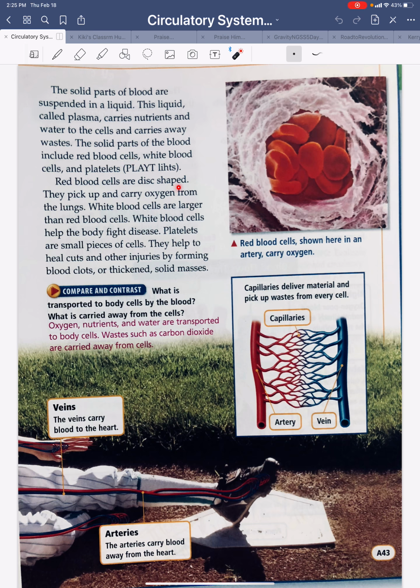Red blood cells are disc-shaped. They pick up and carry oxygen from the lungs. White blood cells are larger than red blood cells. White blood cells help the body fight disease. Platelets are small pieces of cells. They help to heal cuts and other injuries by forming blood clots, or thickened solid masses.